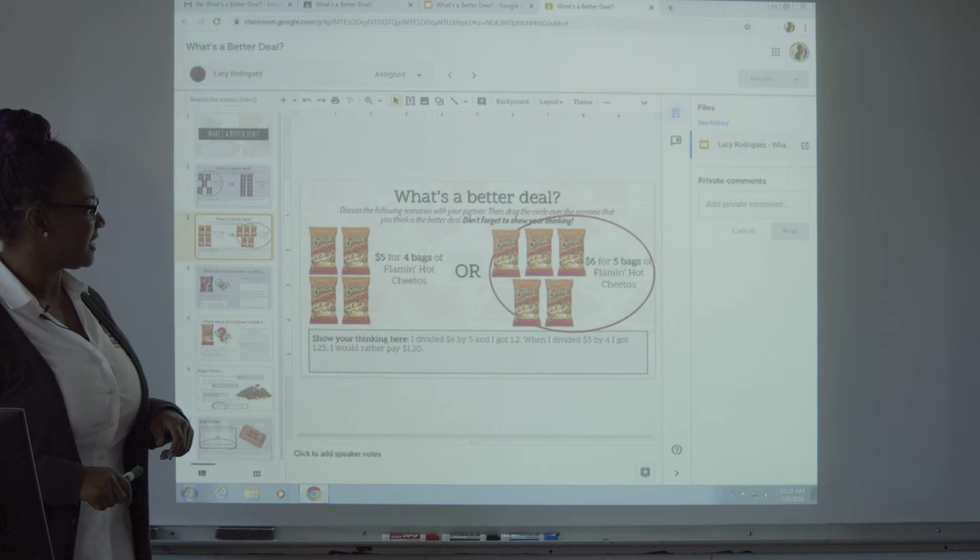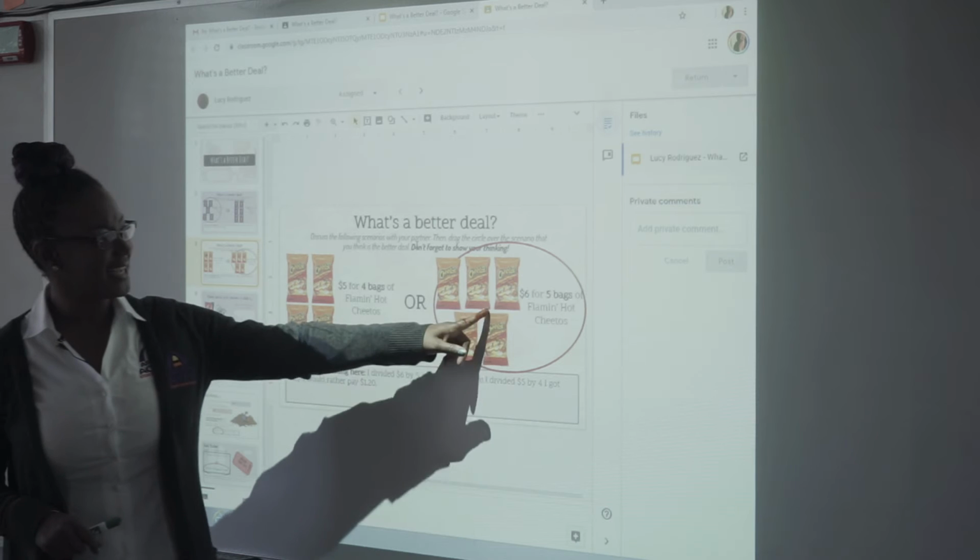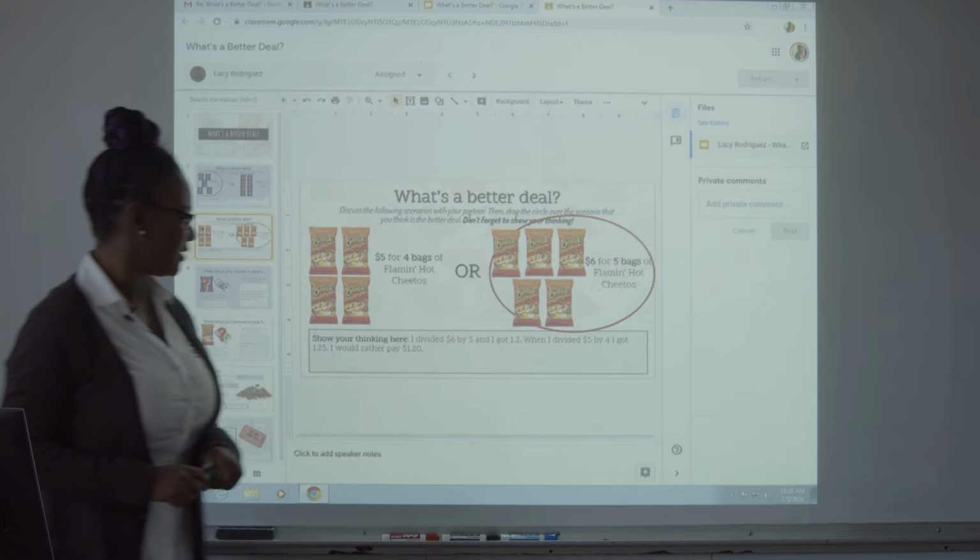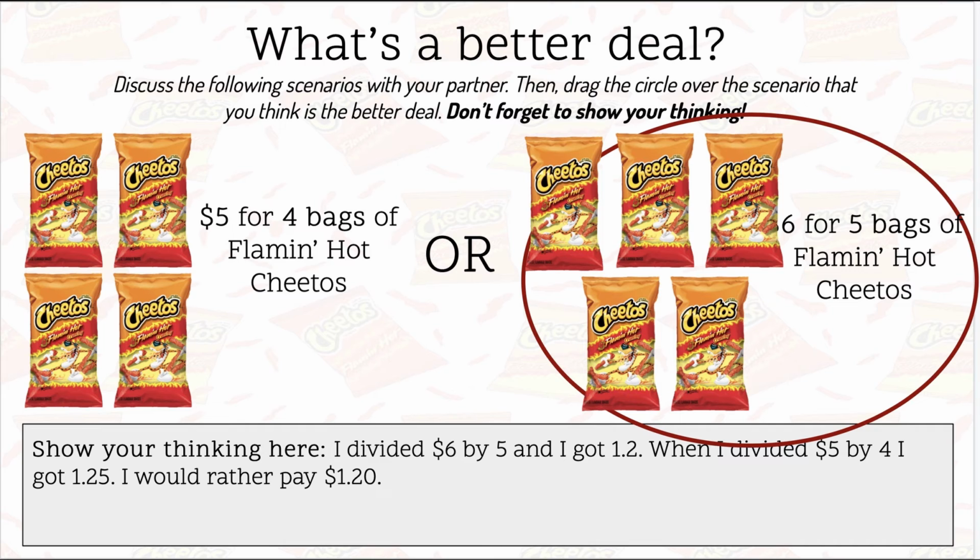All right. Uh-oh, this student disagrees. She says she thinks that $6 for 5 bags is a better deal. And how did she do that? She said she divided $6 by 5 and got 1.2. And she divided $5 by 4 and got 1 and 25 hundredths. I would rather pay $1.20.